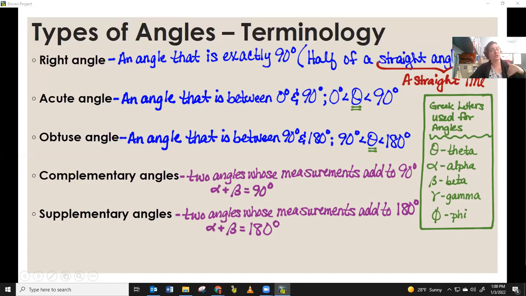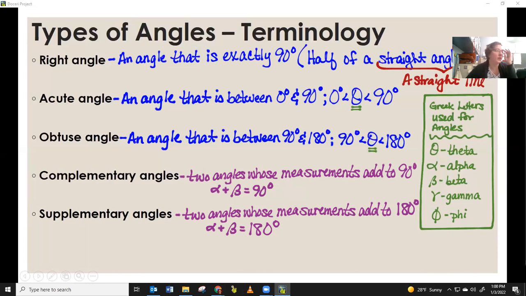I want to give you guys a moment to make sure that you have all of this written down, and then we are going to start talking about some more precise ways to measure angles. Grab a screenshot if you need to. Okay.